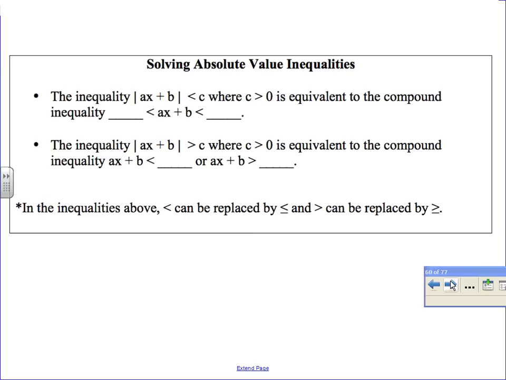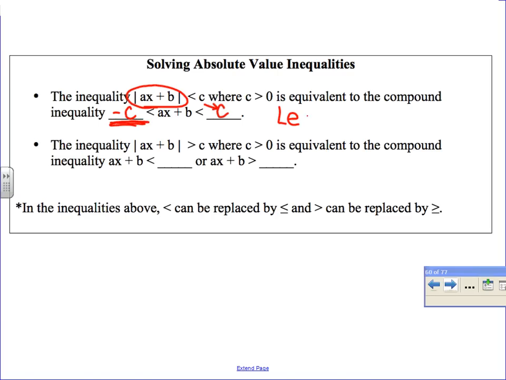Now, if it's an absolute value inequality and it has less than, it's the same thing as an "and" compound inequality. I know we haven't gotten to these compound inequalities yet, but I'm going to explain this to you today. Since it's a compound inequality of "and," it looks like this. You should have a negative C and a positive C. Just like we do equations, we get rid of this absolute value symbol, we drop this C down, and we make the C over here negative.